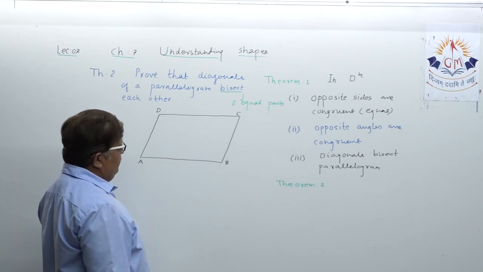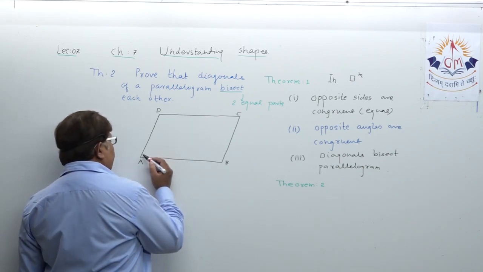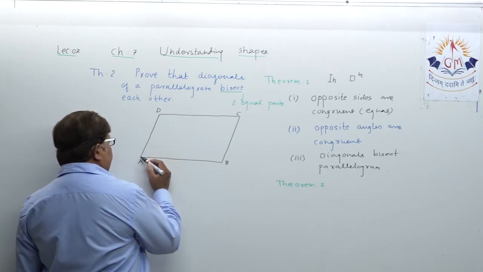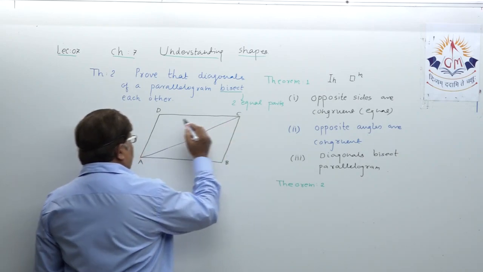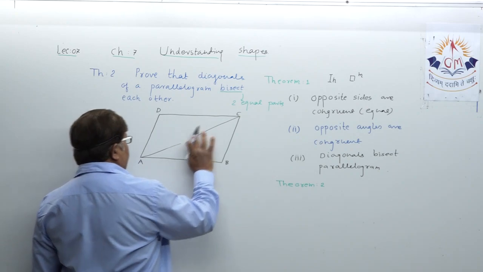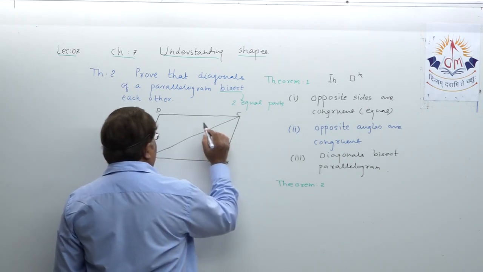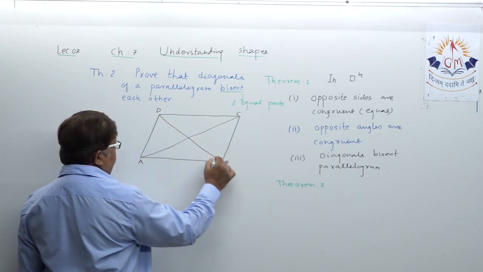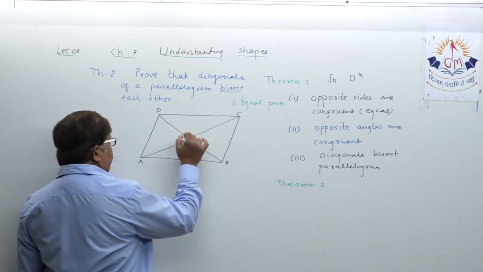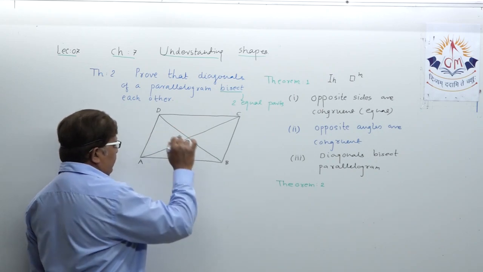Now this is a parallelogram given, and in this parallelogram let us draw two diagonals: diagonal AC, okay, and diagonal BD. Both these diagonals are supposed to be intersecting at point O.